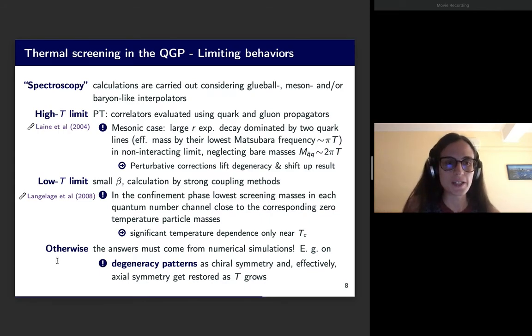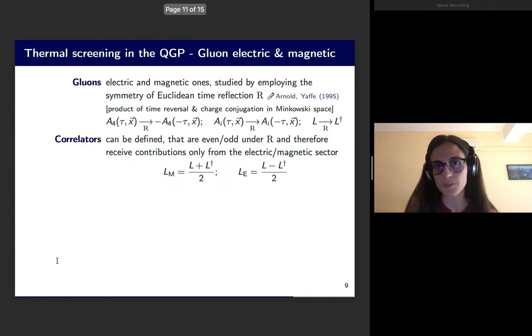Otherwise, when you are in neither of the two limits, you need to find the answer through numerical simulations. And in this framework, there are interesting observations to make, for example, observations about the degeneracy patterns. One can look at these screening masses and observe how chiral symmetry and effective axial symmetry restoration as T grows large affect the degeneracy patterns for these different equal time correlations and the corresponding masses.